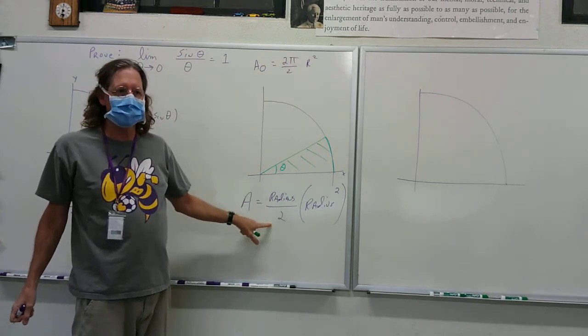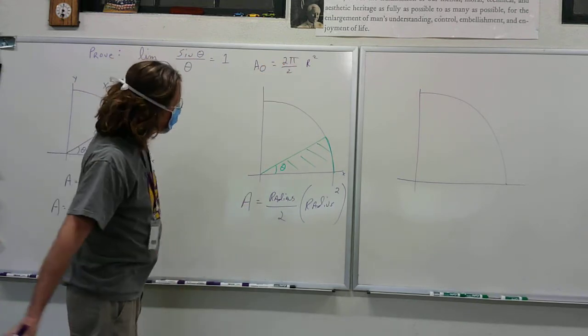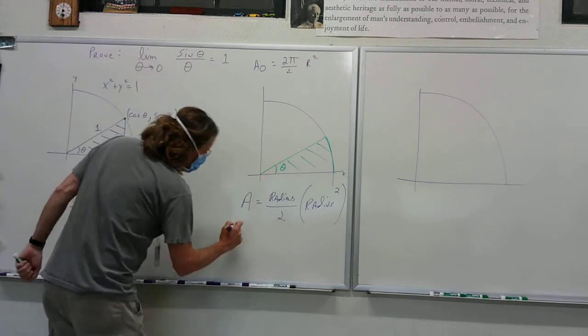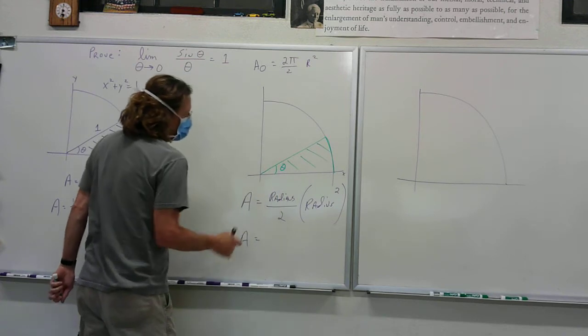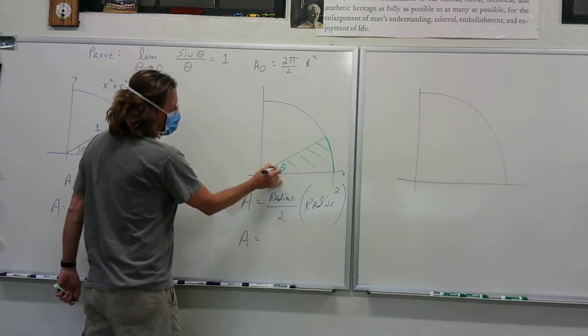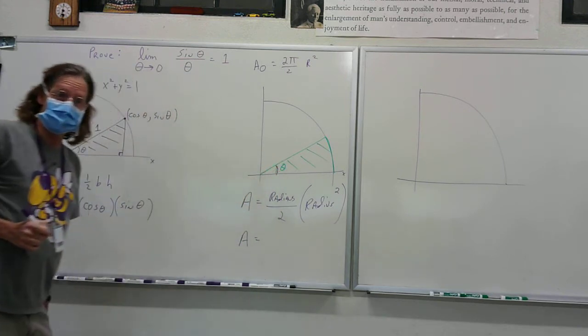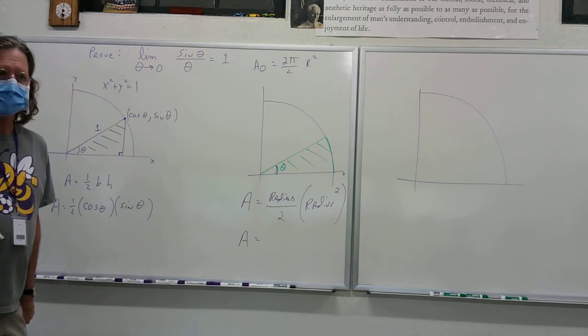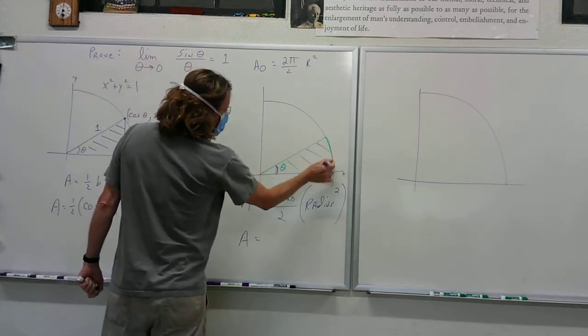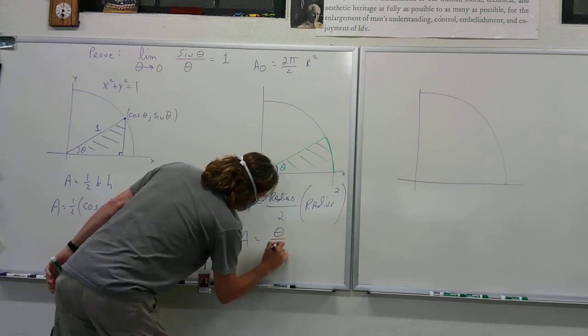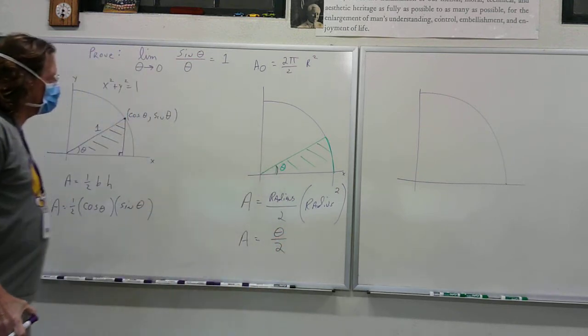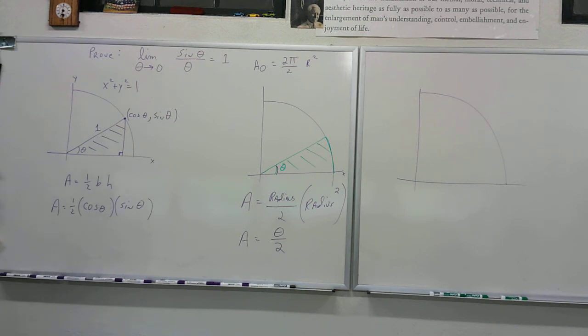There's your 2 pi divided by 2: radians divided by 2. Now, the good news is, since this is a unit circle, we know what the radius is. What is the radius? 1. And the radian value is whatever this angle is. Fair enough? It's really the length of that right there. So we get theta over 2 as the area of that green section.